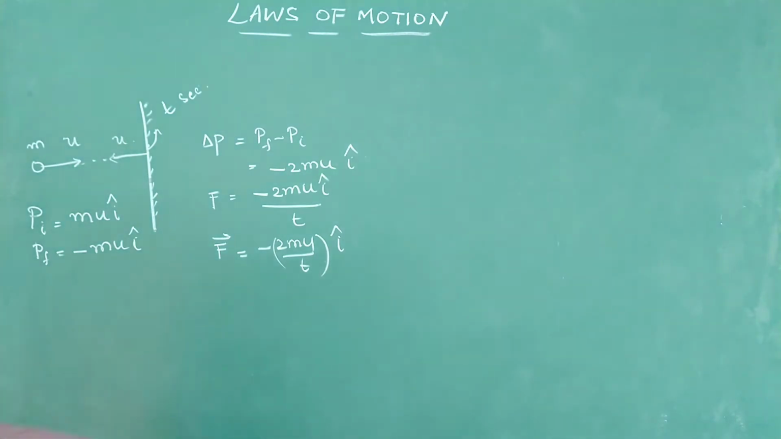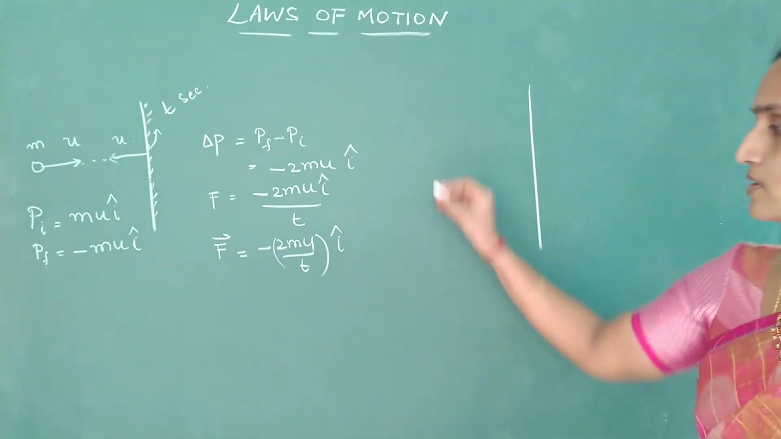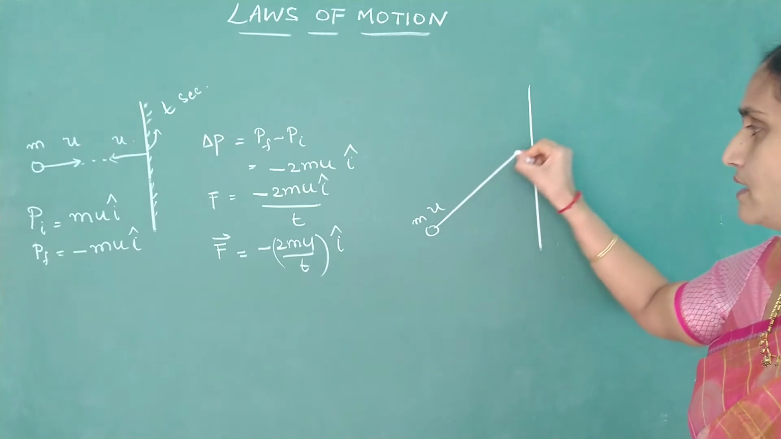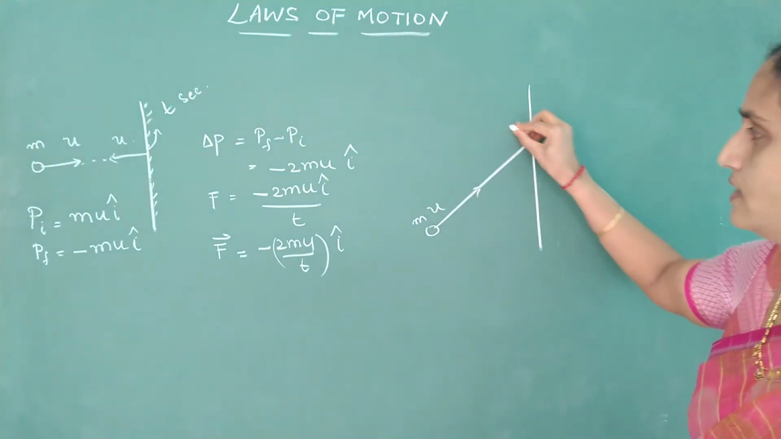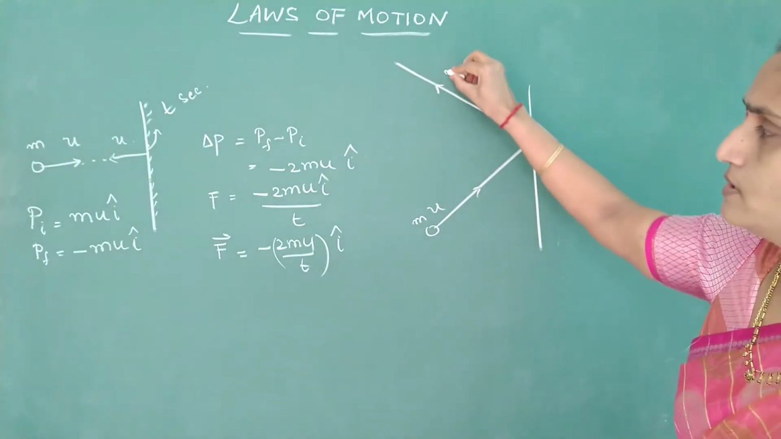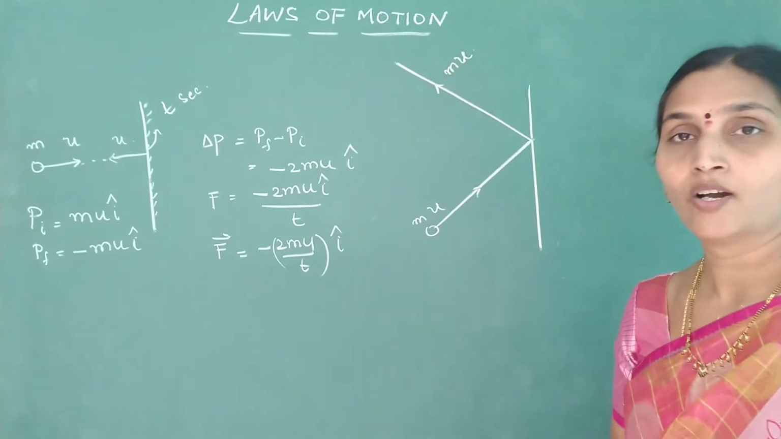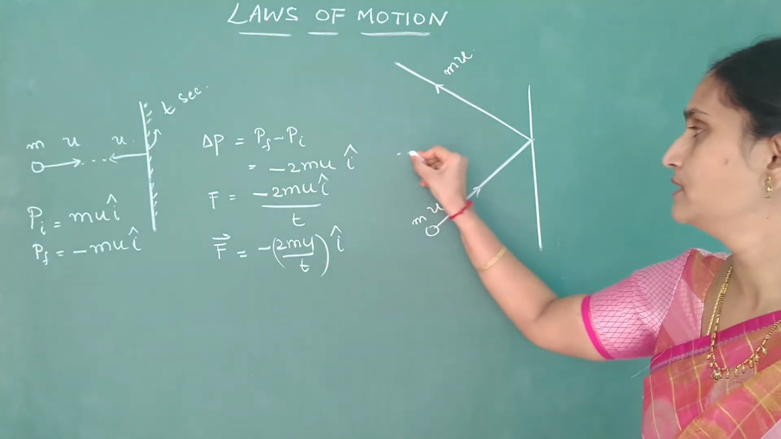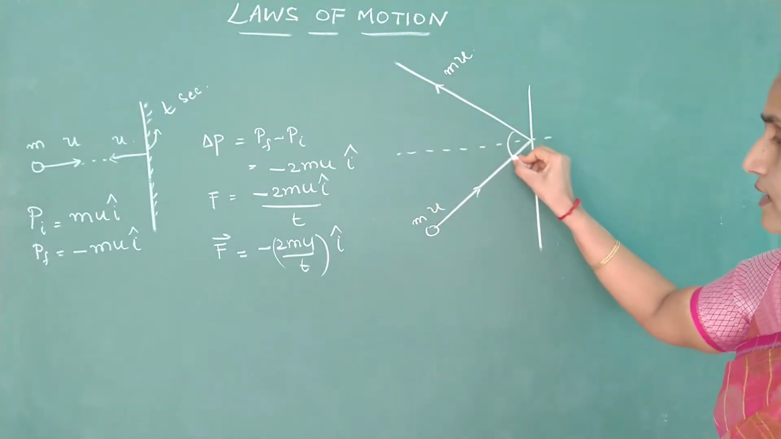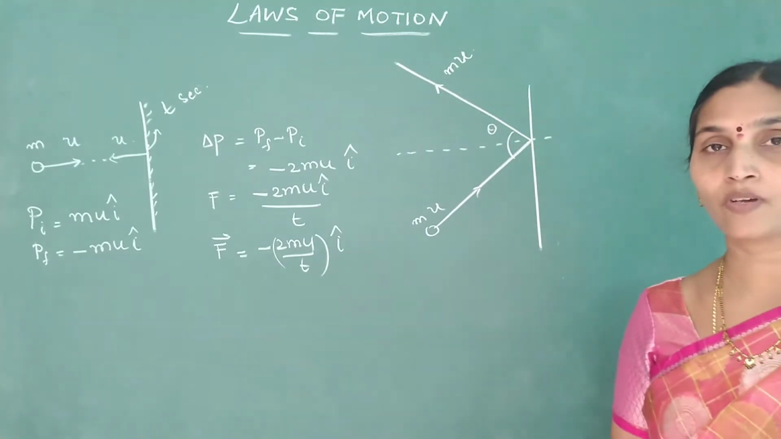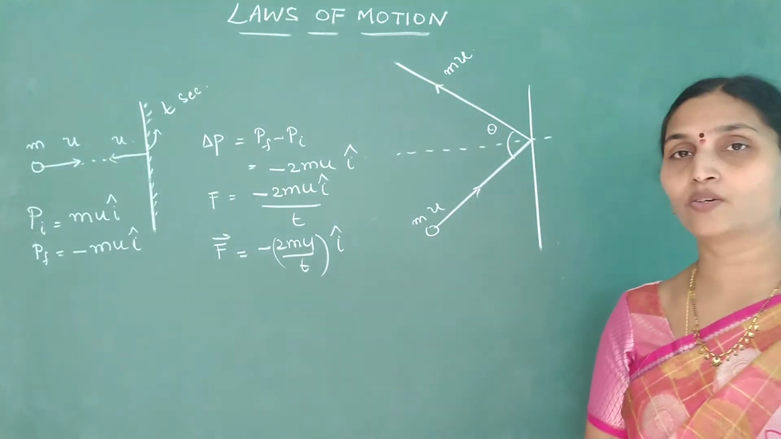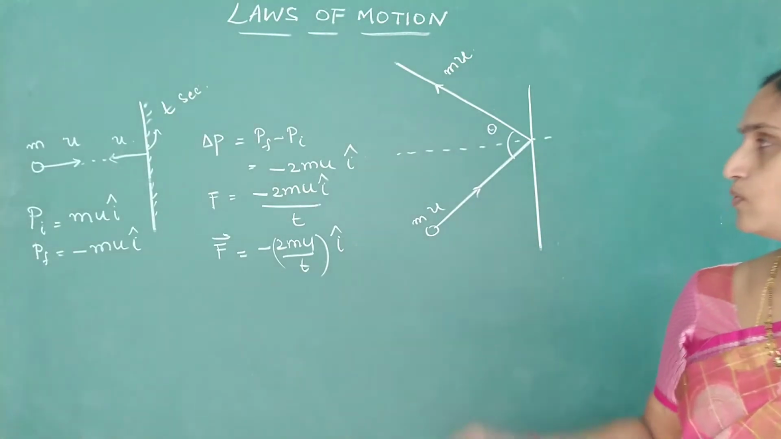If it is hitting the wall at an angle and then changing its direction. Assume that this is a ball whose mass is m moving with a speed u. It comes and hits the wall and is deflected without any change in its magnitude of momentum. Whatever is the magnitude of initial momentum, it is the same as the magnitude of final momentum. This angle is given as equal to theta. By what angle is it deflected? Through an angle theta. Then again find out what is the change in momentum.